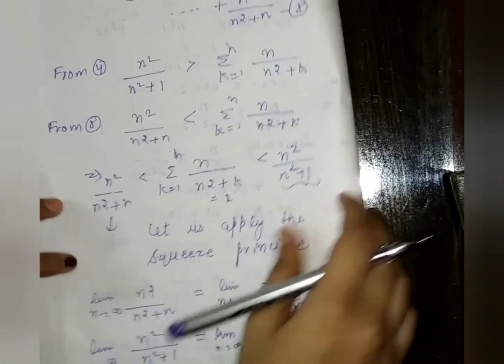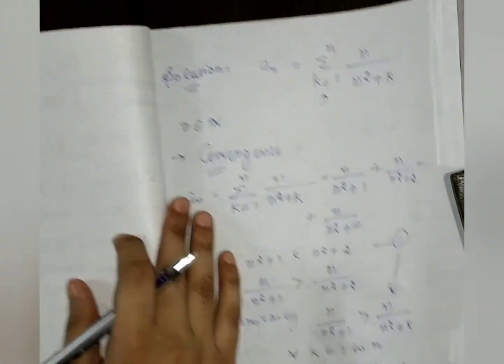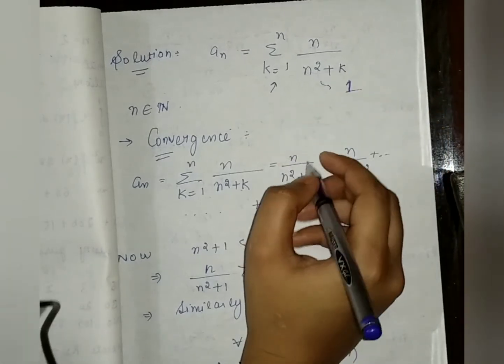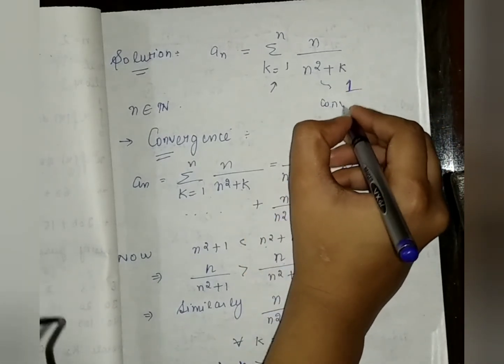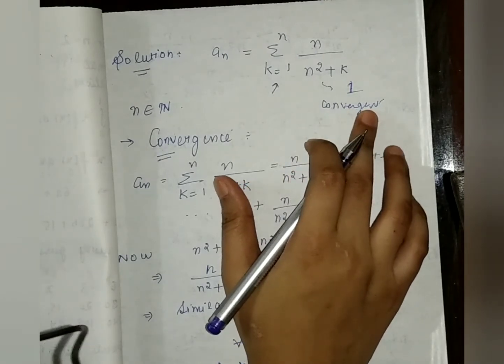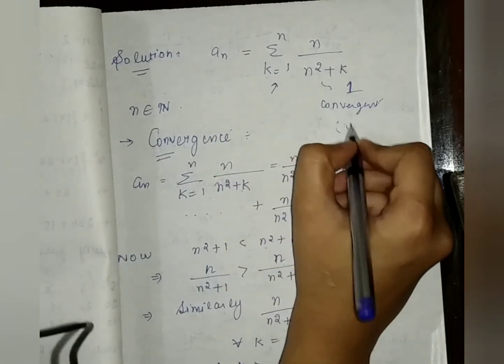Hence this series converges to 1. So this series is actually a convergent series. And if it is a convergent series, it is bounded. So option number A is correct.